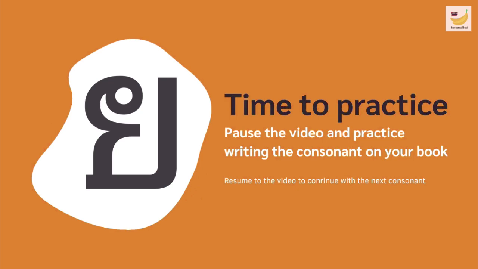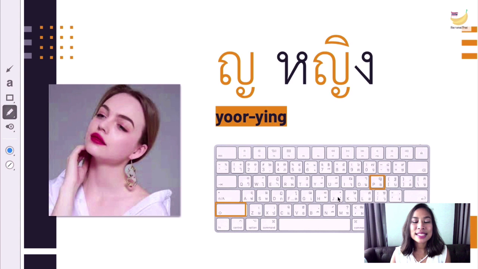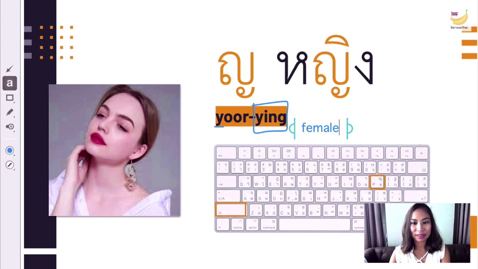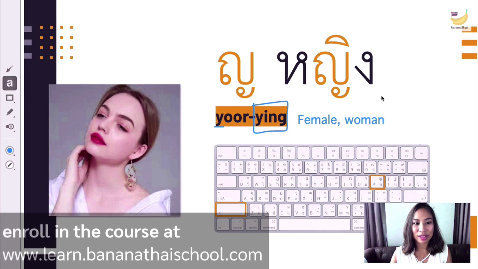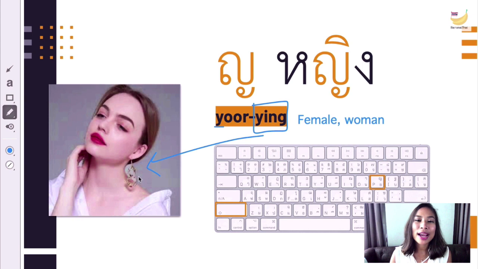Next one, yo ying has the same initial consonant sound, but ying means female, or woman. So see, yo ying. The way to remember it, why I chose this photo, let's take a look here. She wears a very big earring, right? It's the same as the go gai, go down and up, with the earring down here. If you see an earring, you know it's yo ying. So you write the head coming up like go gai, down and up, and then put the earring on it.